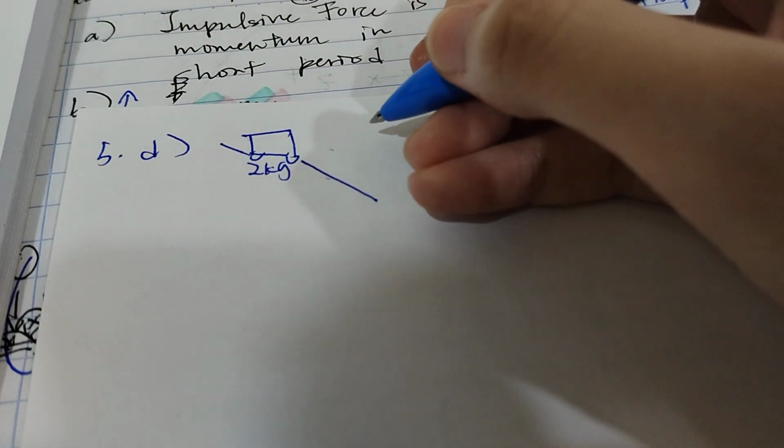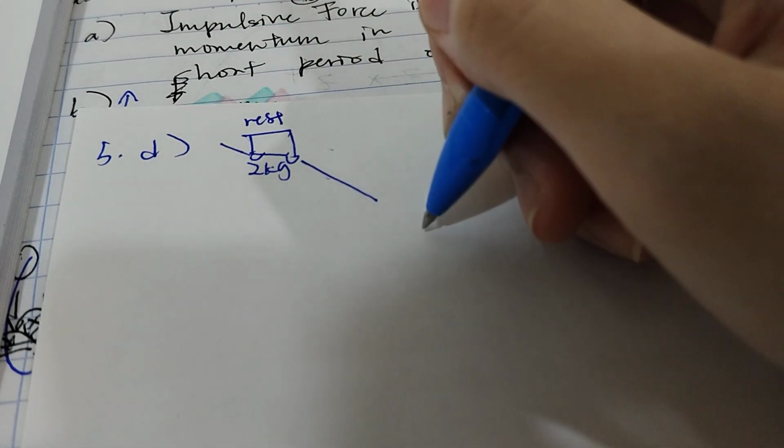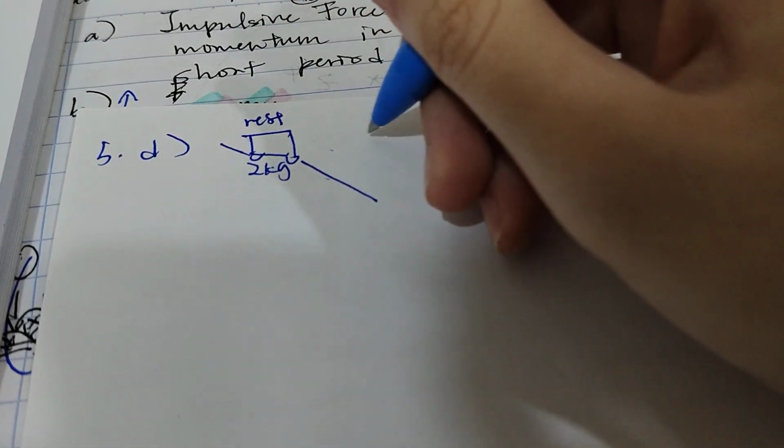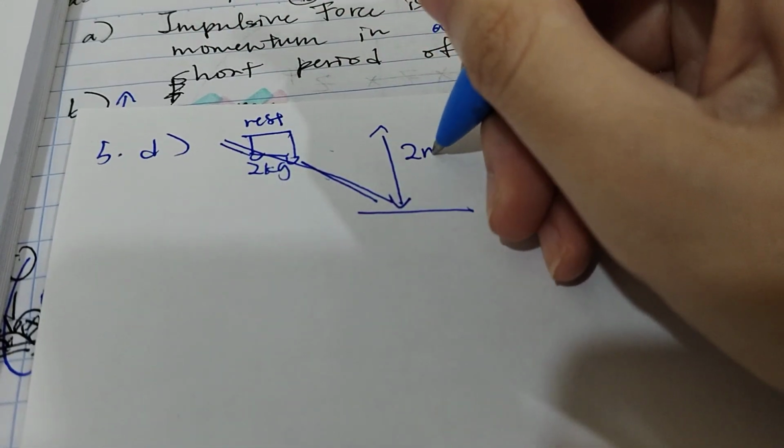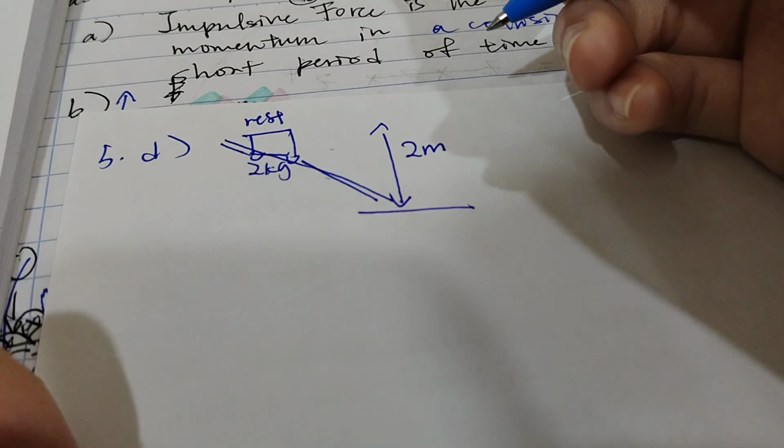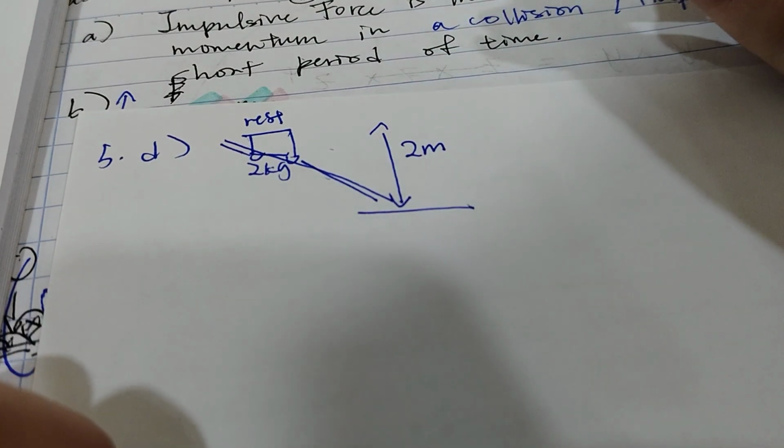Okay, 5D. A trolley with the mass of 2 kilograms slides down a slope from rest. So it's at rest here, then it goes down to the vertical height. Vertical height means like that. The vertical height here from the ground is 2 meters. State the energy conversion that is experienced by the trolley.